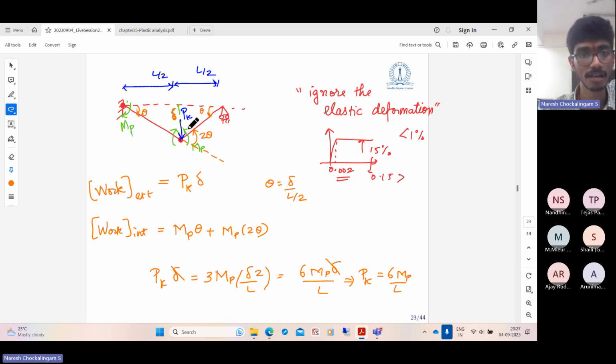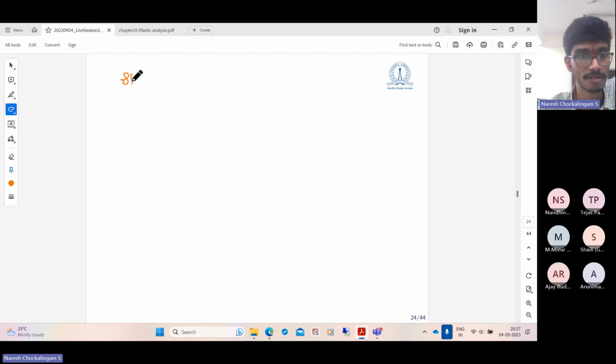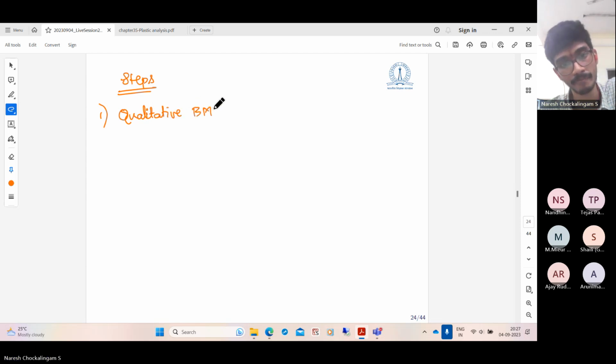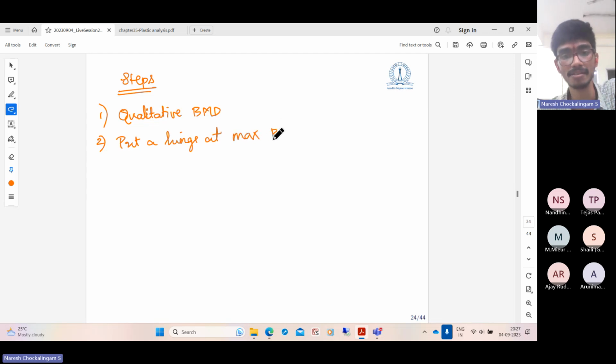Wherever you have a plastic hinge, let me write down the steps, so it will be helpful. The first step is to qualitatively draw the bending moment diagram. You don't need the numbers, just get the qualitative bending moment diagram. Then put a hinge at every sharp corner. Put a hinge at maximum bending moment. Wherever you have the maximum bending moment or a sharp corner, you put a hinge there and count the total number of hinges.